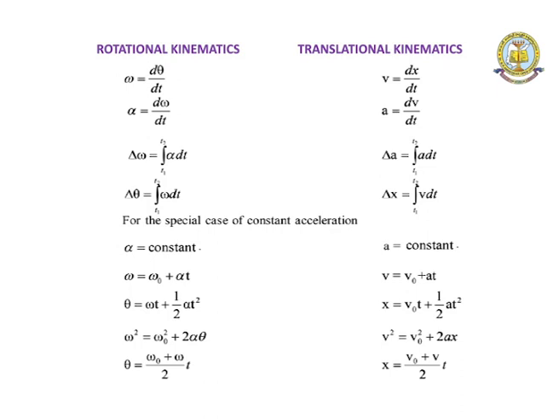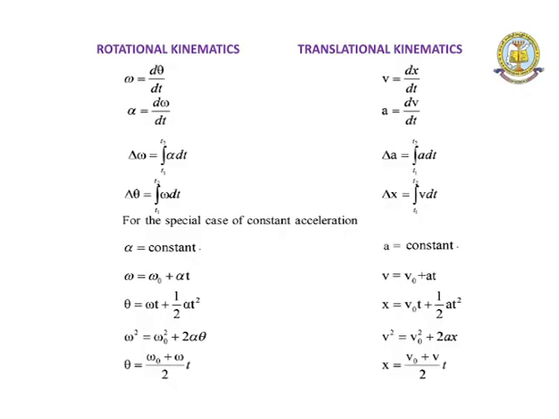So now rotational kinematics has angular velocity and angular acceleration, and translatory kinematics has linear velocity and linear acceleration. In rotational kinematics we proved that omega is equal to d theta by dt and angular acceleration alpha is equal to d omega by dt. In translatory kinematics, linear velocity v is equal to dx by dt, where x is the displacement. Acceleration, with symbol a, is the linear acceleration: a is equal to dv by dt.